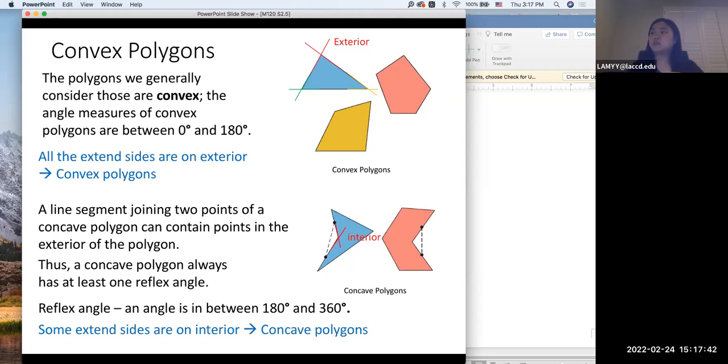You guys see the difference, right? For all the convex polygons, when you extend the line, it will be in the exterior. For the concave, some of the lines, when you extend them, will be in the interior here. So that will be the concave polygon.